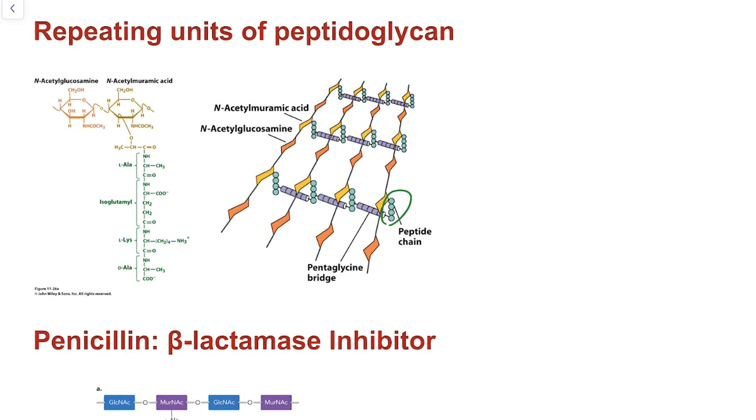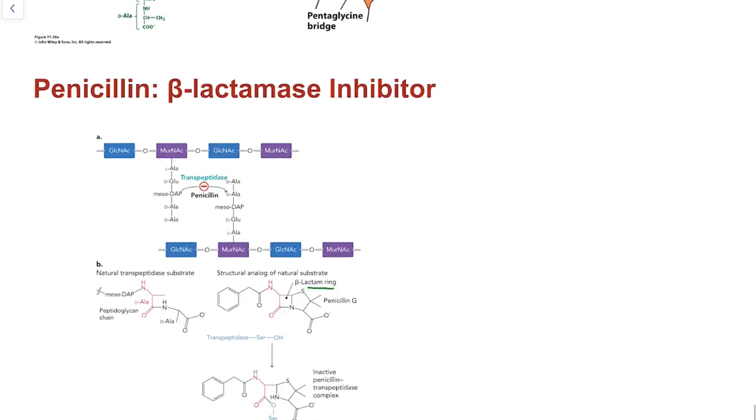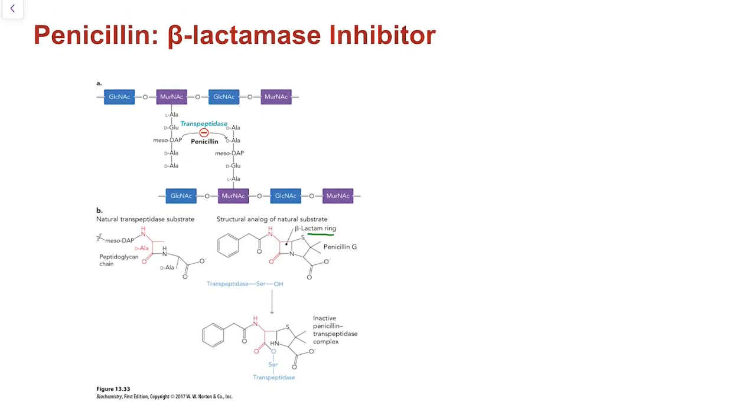Shown in this cartoon is the peptidoglycan cell wall layer and the peptide chain that's linked to those two repeating units. The way penicillin, the first antibiotic that was developed, works is that it's a suicide inhibitor of a transpeptidase that's important for the synthesis of bacterial cell walls.